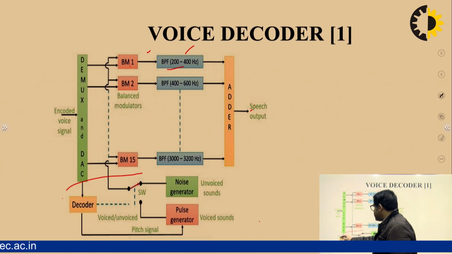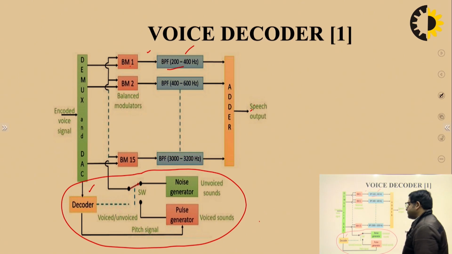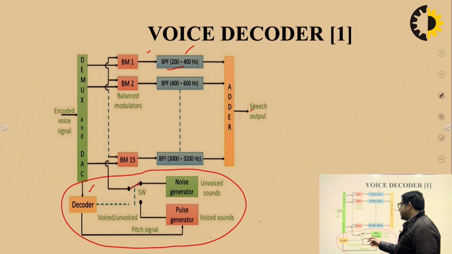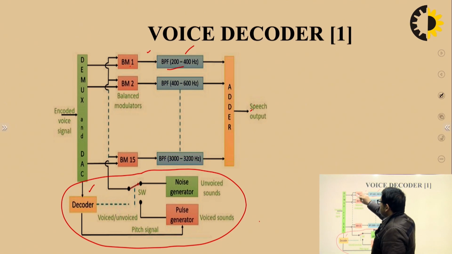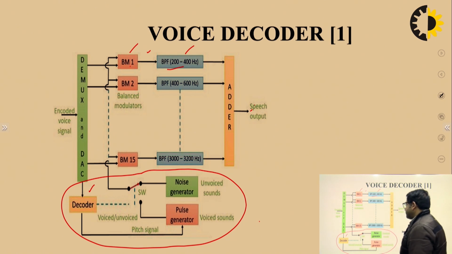And in this lower part we have a decoder which detects whether the incoming voice signal is voiced or unvoiced sound. When the amplitude of the received signal is low, the decoder decides in favor of unvoiced sound, and when the amplitude is higher, the decoder decides in favor of voiced signal. So at each signal, the balance modulator multiplies the received signal with the voiced and unvoiced sound, which is determined by the decoder.